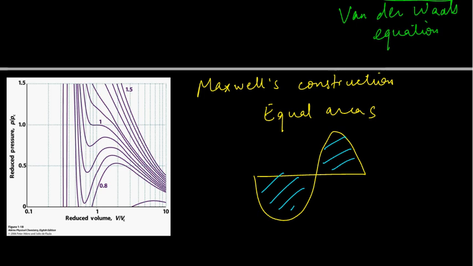These three are equal, that's true. It's an inflection point. So mathematically you know how to get the inflection point. Take the first derivative to be 0, take the second derivative to be 0, and you get the inflection.